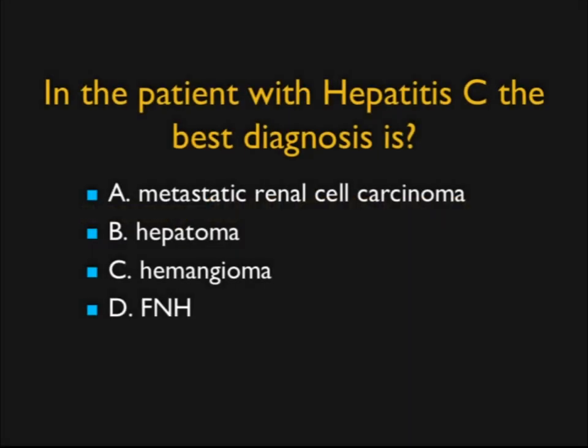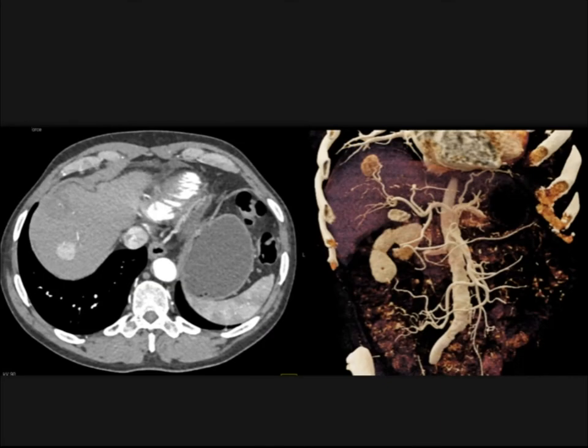In this case, the patient has hepatitis C. What's the best diagnosis? When you look at the axial images alone, you see approximately a 2-centimeter hypervascular mass in the dome of the liver. When you look at the 3D cinematic rendering, you see the neovascularity feeding this mass. This is just a beautiful example of a malignancy. In a patient with hepatitis C, the likely diagnosis is, of course, a hepatoma.